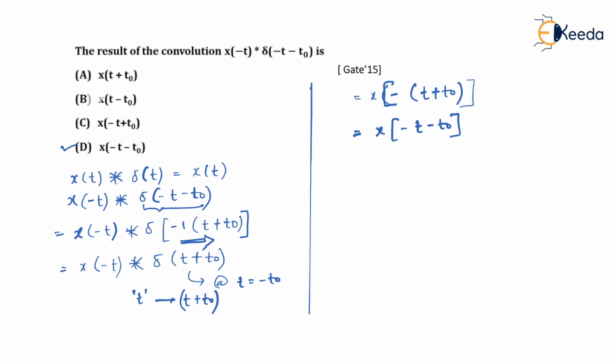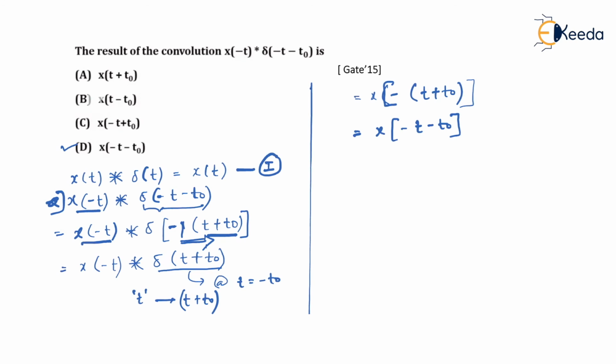So once again I'll tell you what we have done. This is the first step. You know how we solve this? X of t when convolved with del of t is x of t itself. Now I have written a question here, that is x of minus t convolved with del of minus t naught. So x of minus t, I have kept it as it is. Del of, to make t coefficient free, I have taken minus 1 out. What remains inside? T plus t naught. We know that time reversal doesn't affect your delta function, so it remains as del of t plus t naught.